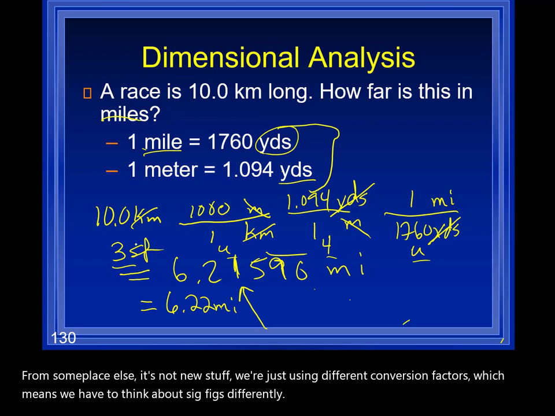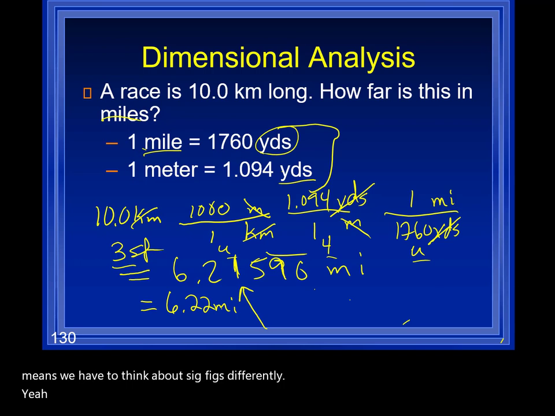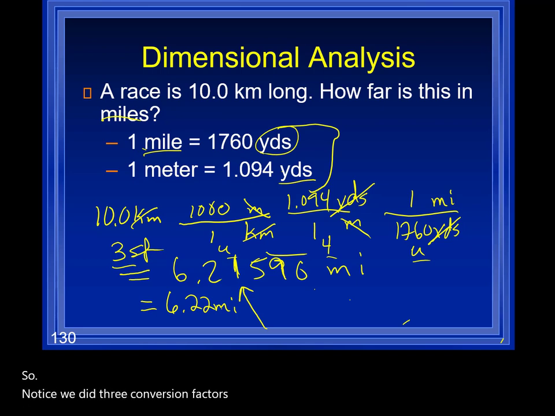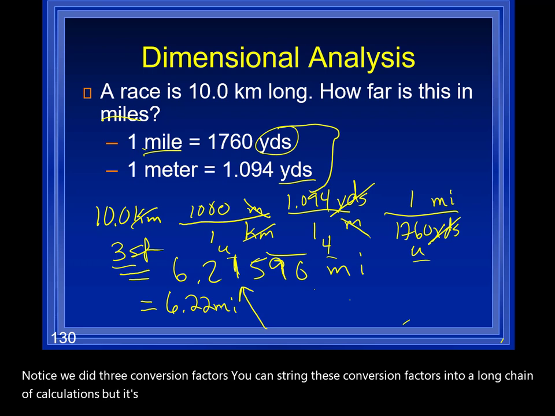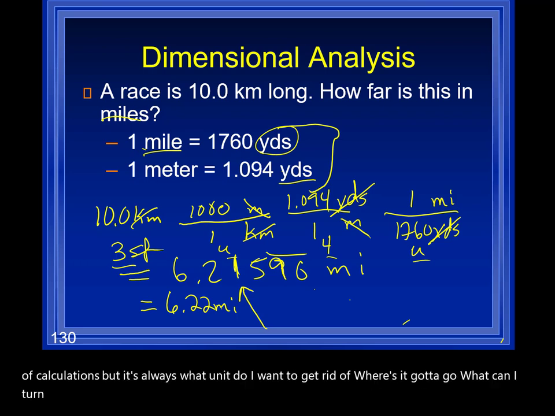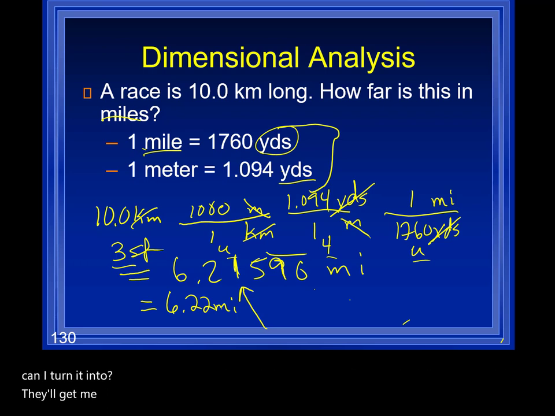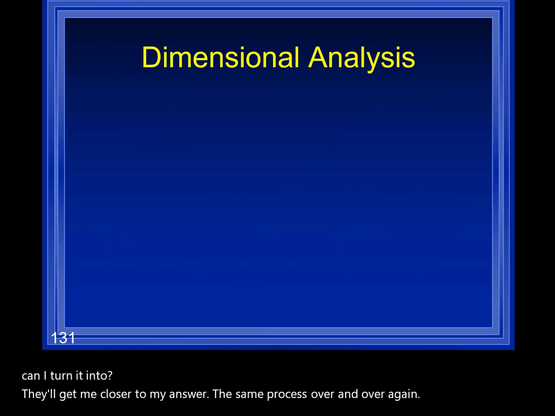Okay, so everybody okay with that? So notice we did 3 conversion factors. You can string these conversion factors into a long chain of calculations, but it's always, what unit do I want to get rid of? Where's it got to go? What can I turn it into? That'll get me closer to my answer. It's the same process over and over again. All right, so let's look at another one.